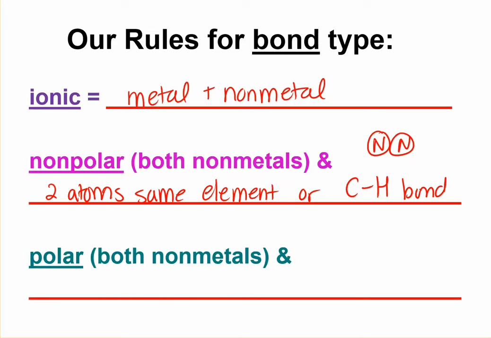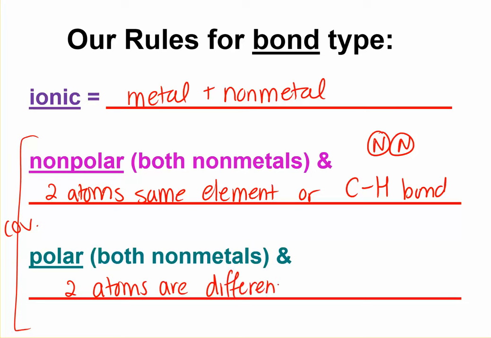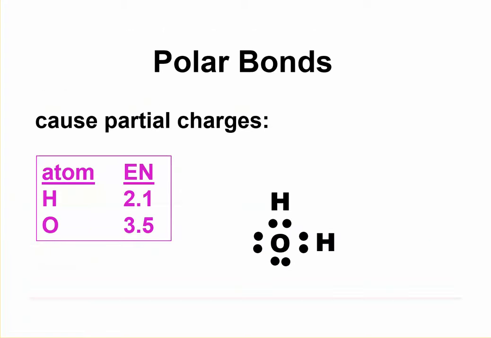Okay, and then polar bonds, remember, it's still both nonmetals because these are both covalent. We consider it polar if the atoms are different elements. And this is kind of an exaggeration, but we will consider them slightly polar at least if the two atoms are different elements. Let's look at an example molecule and what we mean by polar bonds.